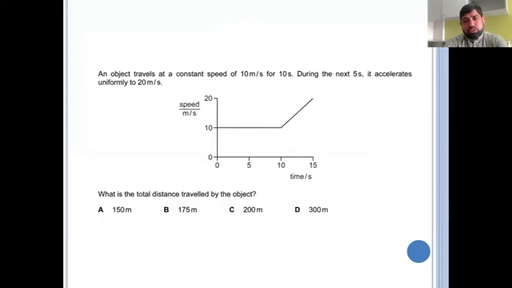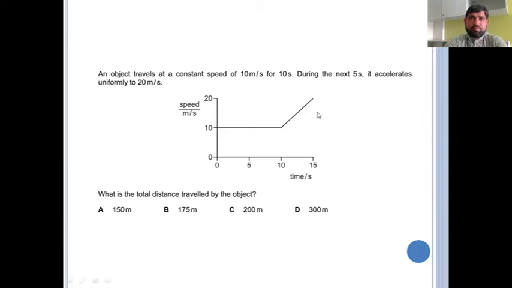An object travels at a constant speed of 10 meters per second for 10 seconds. During the next 5 seconds, it accelerates uniformly to 20 meters per second. What is the total distance traveled? The area under the graph will give us the total distance covered. We can divide it into a big rectangle and then a smaller triangle. So in that case, it will be 10 into 15, 150, and then half into 5 into 10.